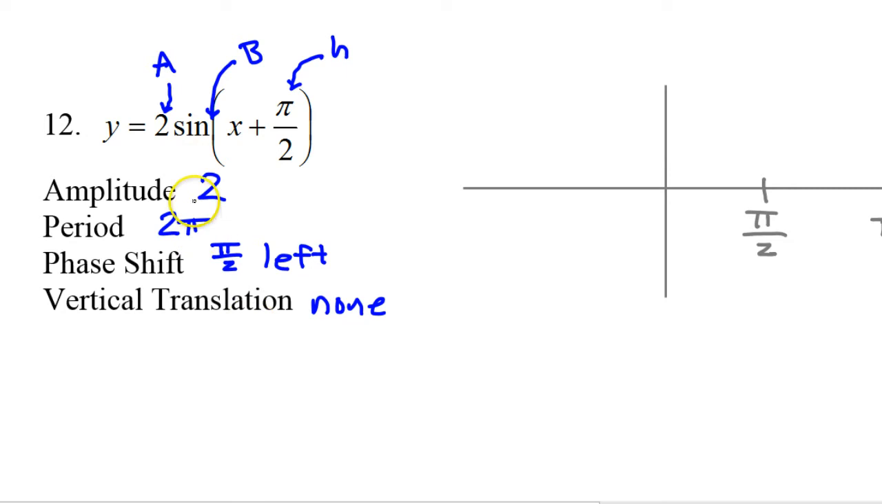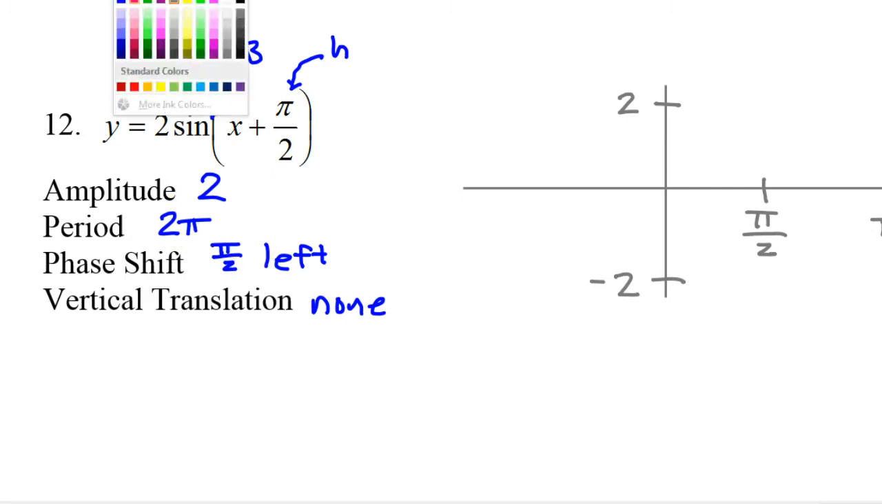Okay, now let's look at the amplitude. Since there is no vertical translation, that means the x-axis is still going to be the midline. So I can go ahead and use the amplitude as I think about what will be the highest point on the graph and what will be the lowest point on the graph, positive 2 and negative 2. Okay, there is a phase shift, but we will first go ahead and do the graph without the phase shift.